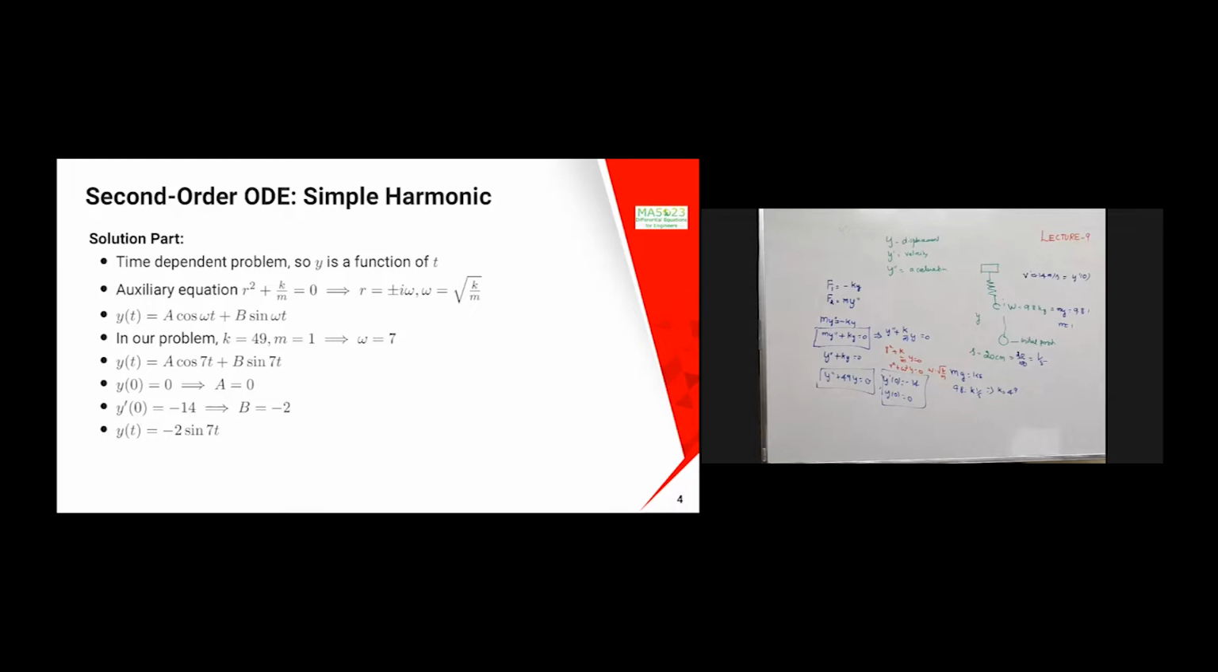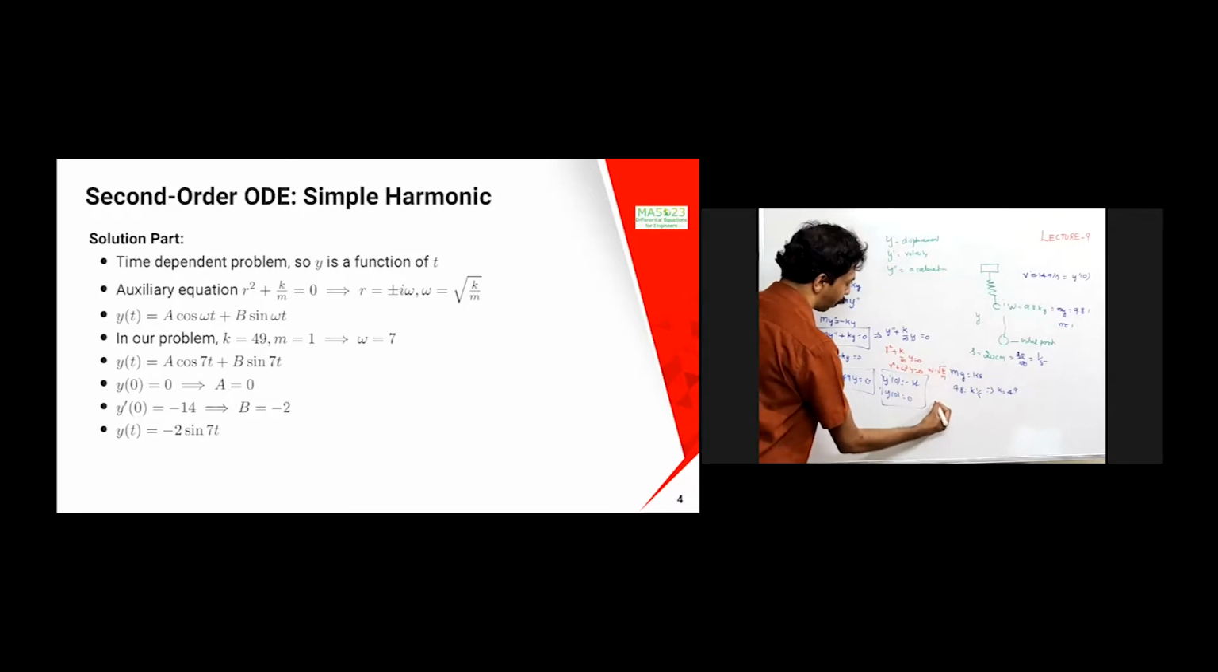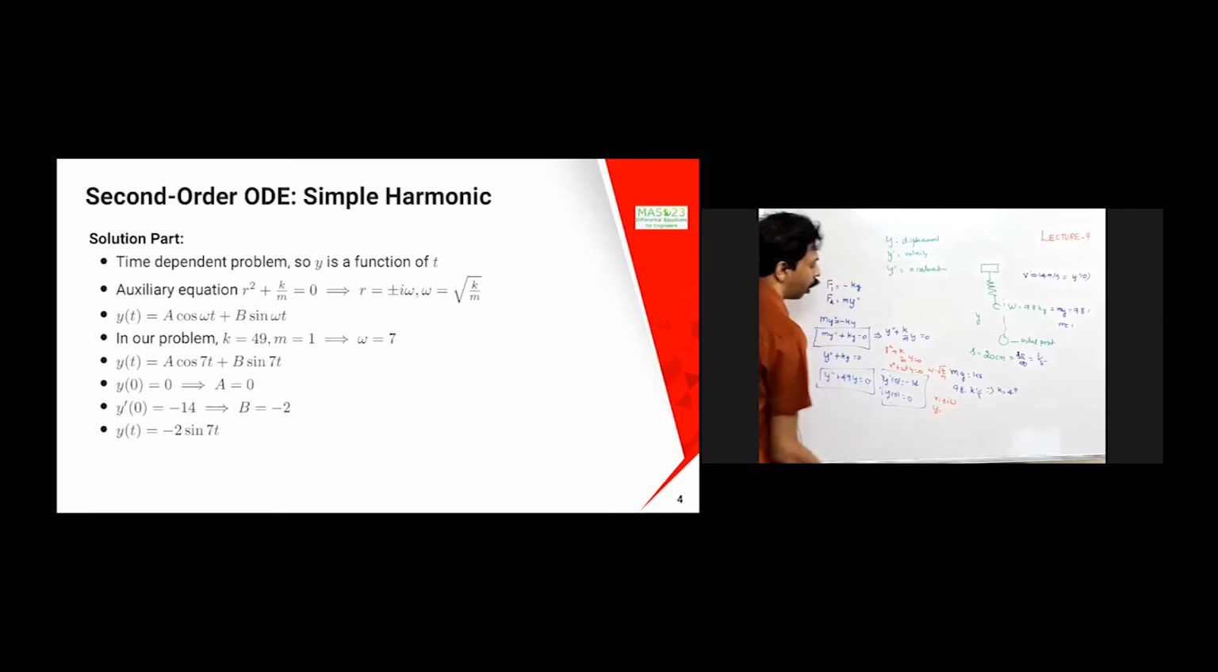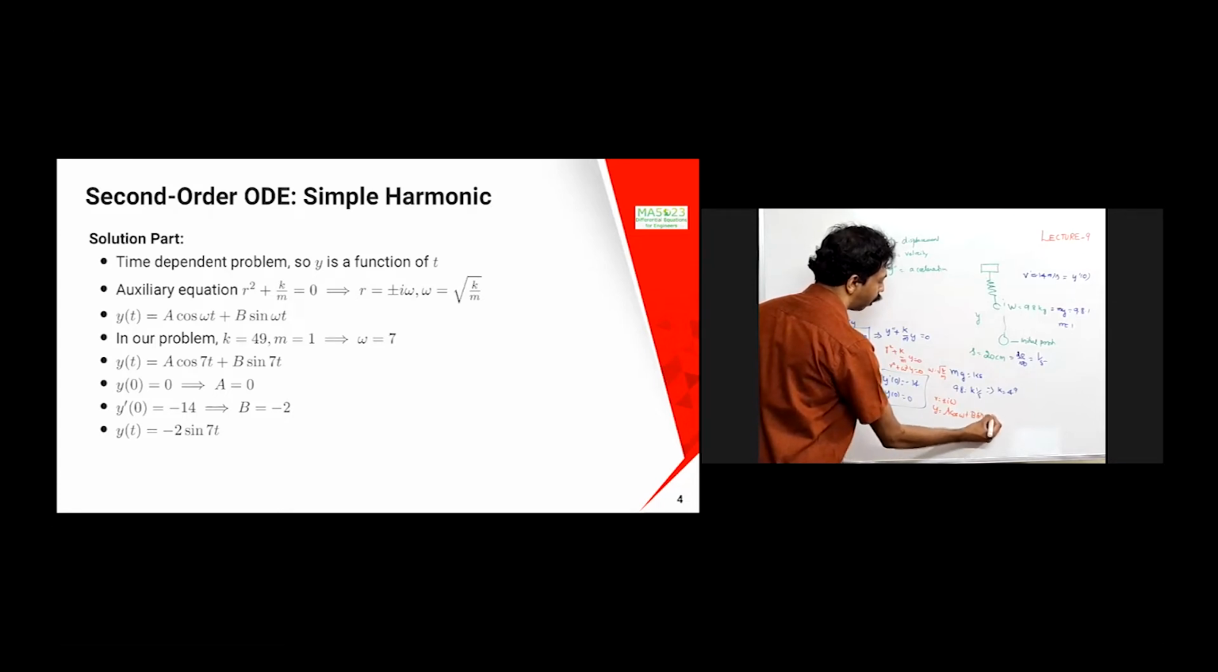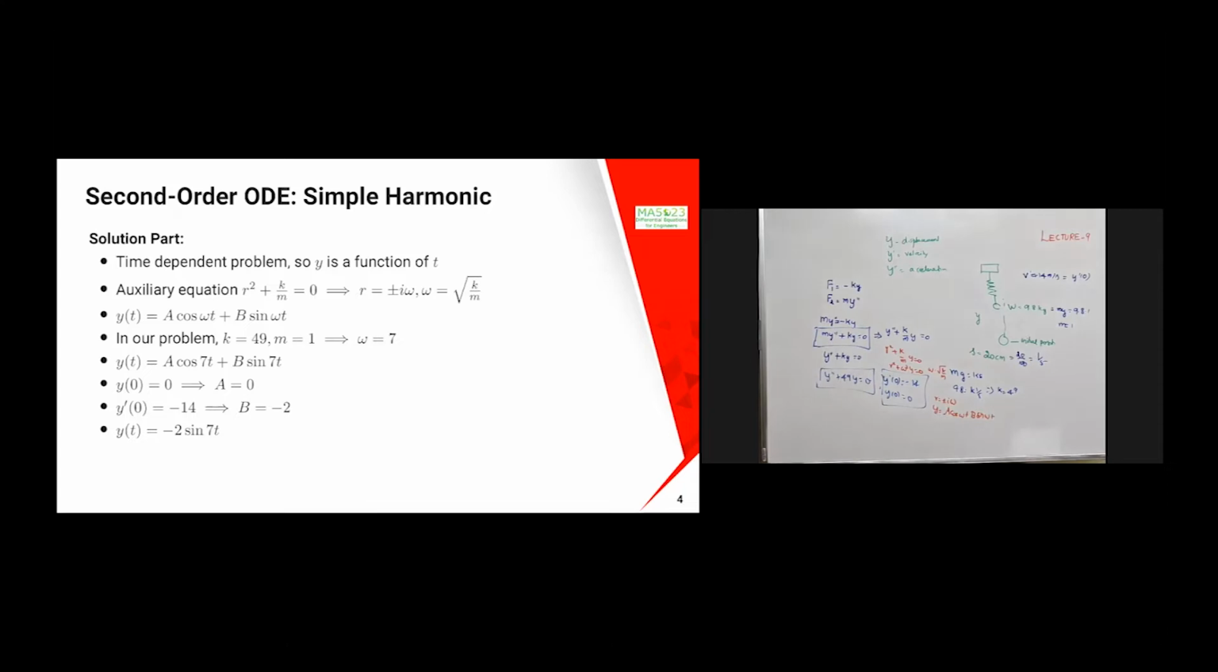Now in our problem, what is my omega? Omega is going to be 7. For this problem, the roots are r equal to plus or minus i omega, and the solution is y equal to a cos omega t plus b sin omega t, in general. In our case omega is 7, therefore y is equal to a cos 7t plus b sin 7t.